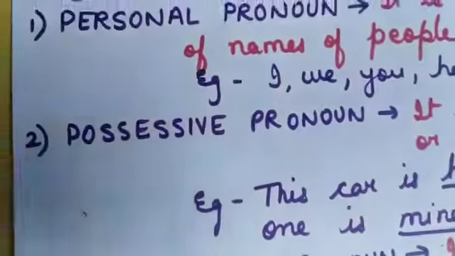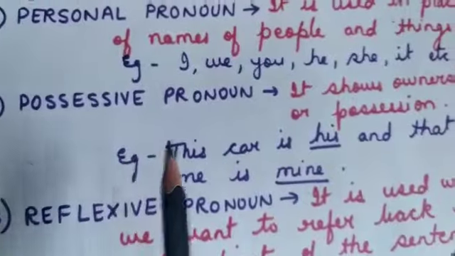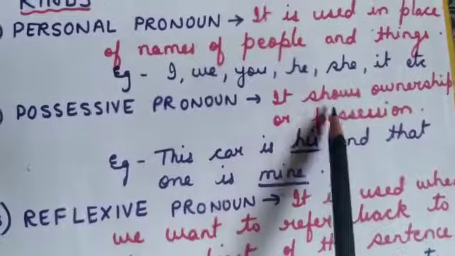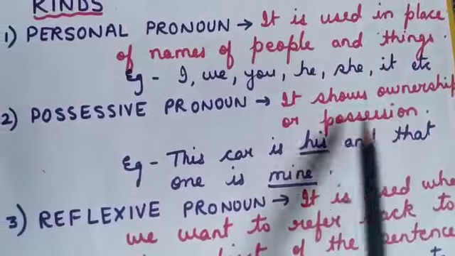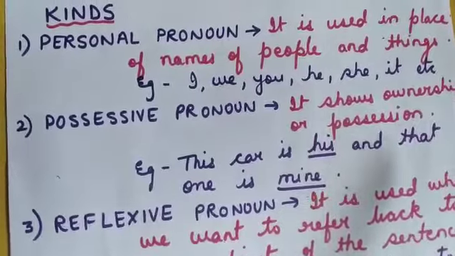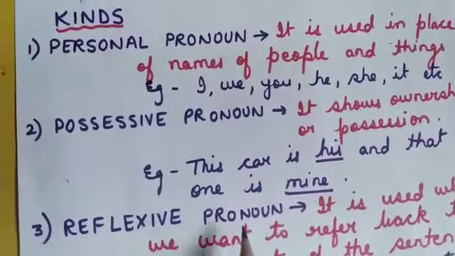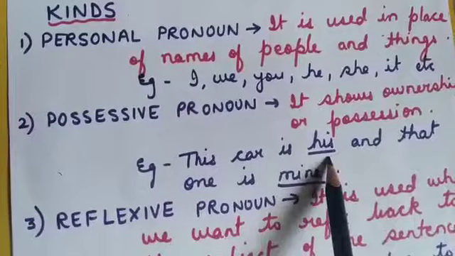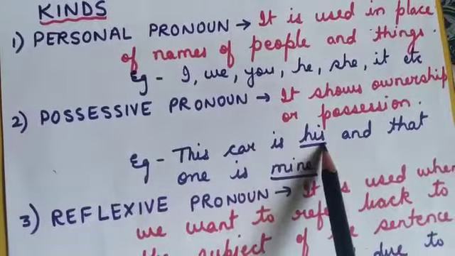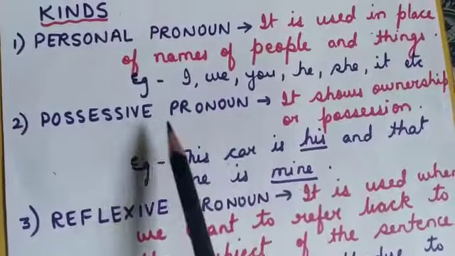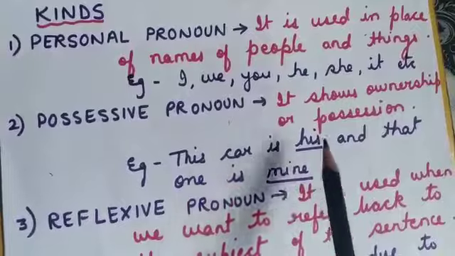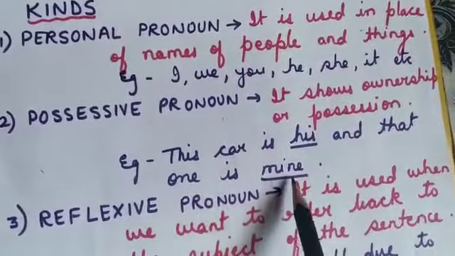Now coming to number 2, possessive pronoun. It shows ownership or possession, means it belongs to whom. For example, this car is his and that one is mine. Here his and mine, they are possessive pronoun because they are showing the ownership that this car is his and that car is mine.